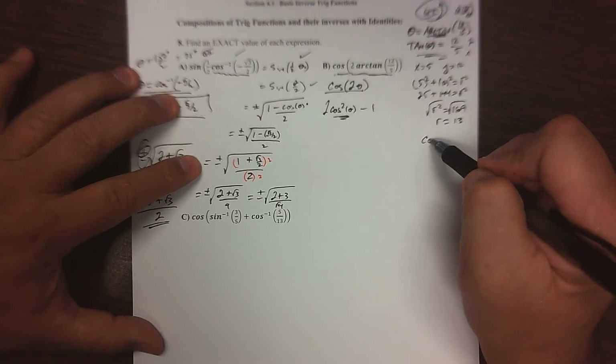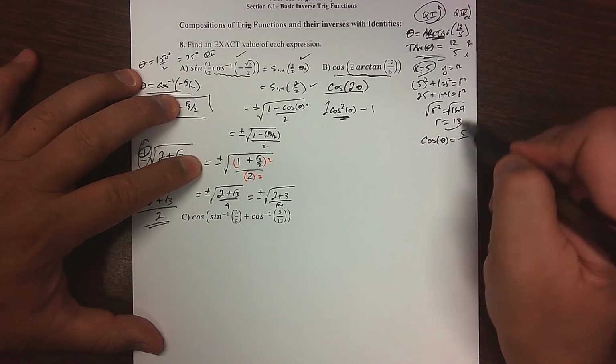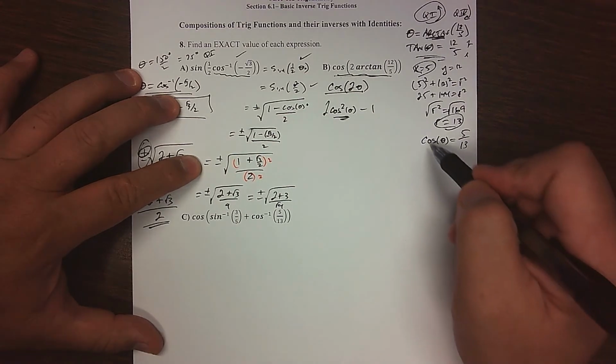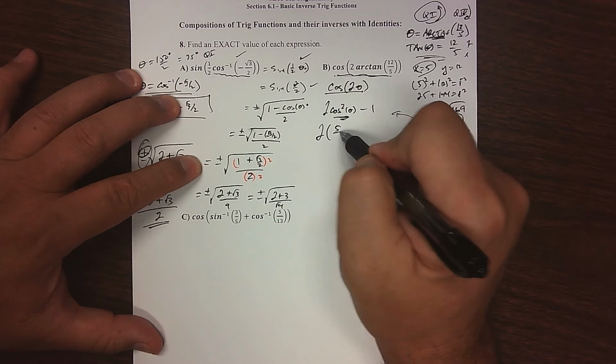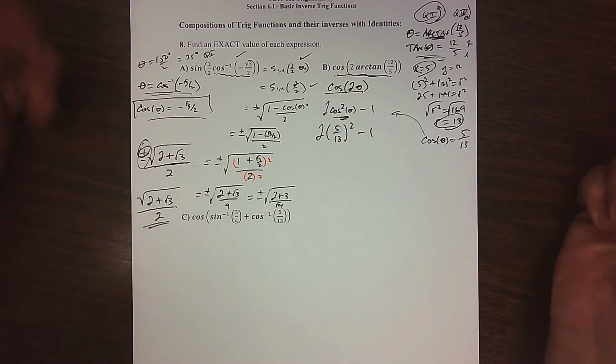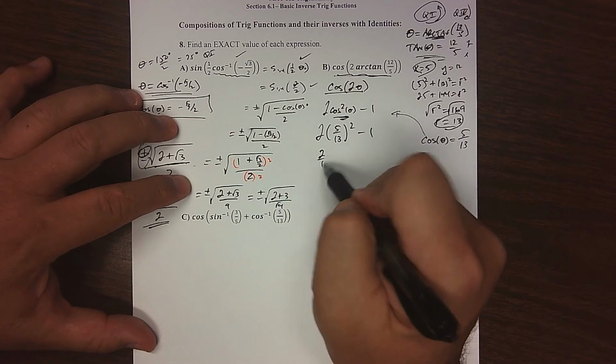So my cosine for this situation is the x value over the r value. So we can now come back over here and we're looking at 2 times 5 over 13 squared minus 1. And then it's just a process of doing some fraction work. So this is 2 over 1.